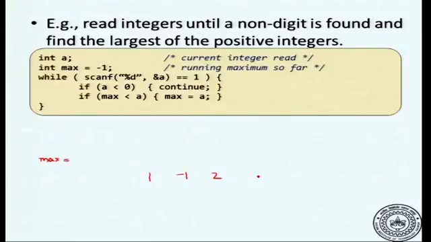Since we are looking at the largest of the positive integers, I can initialize maximum to 0. Then I look at the first one, the maximum read so far, so it's a positive entry, so I will update max equal to 1. Then I read the next number and it's a negative number, so skip it. Then I read the third number, which is a positive number, so I will update the maximum to 2.